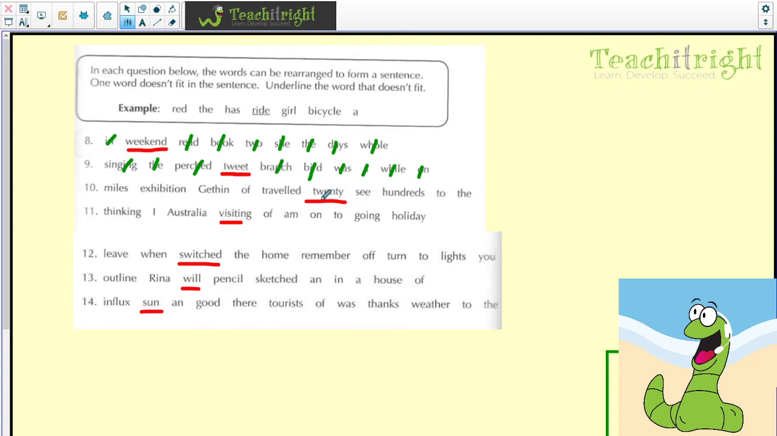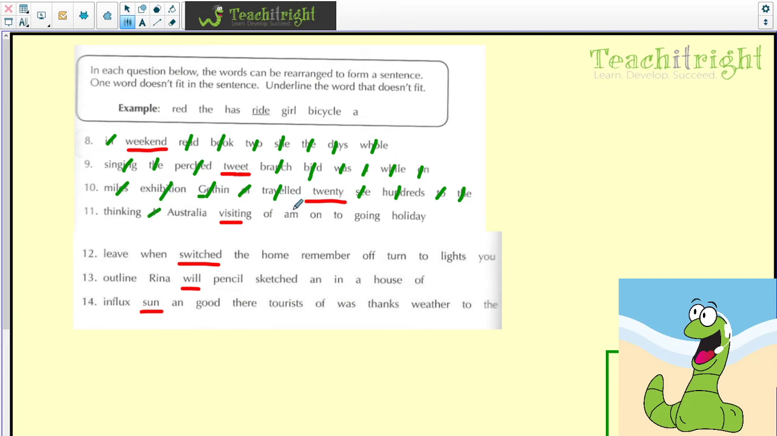Question 10. Gethin. So that's always good to start with a name. If you didn't know Gethin was a name, you've obviously got a capital letter there as well for the proper noun. Gethin travelled hundreds of miles. And what was he travelling hundreds of miles to do? To see the exhibition.